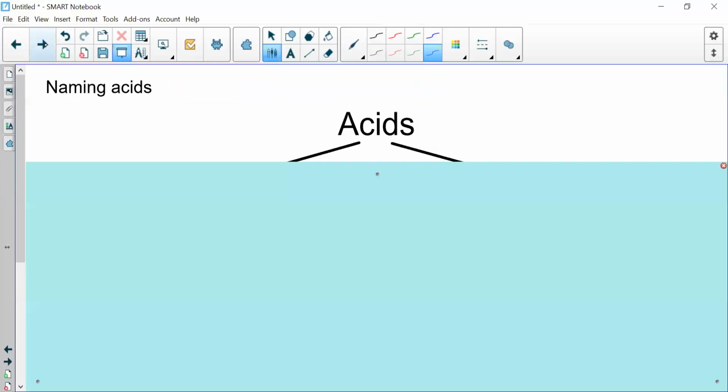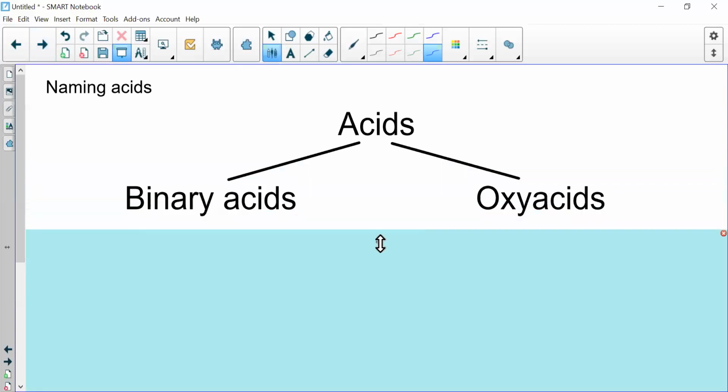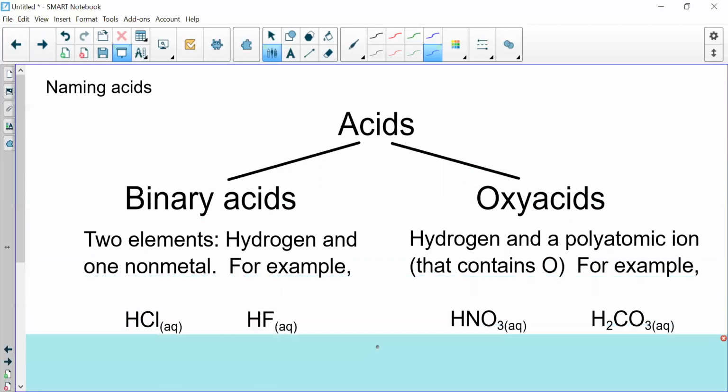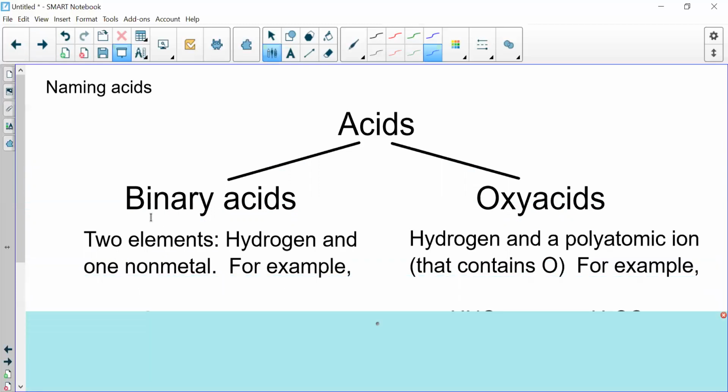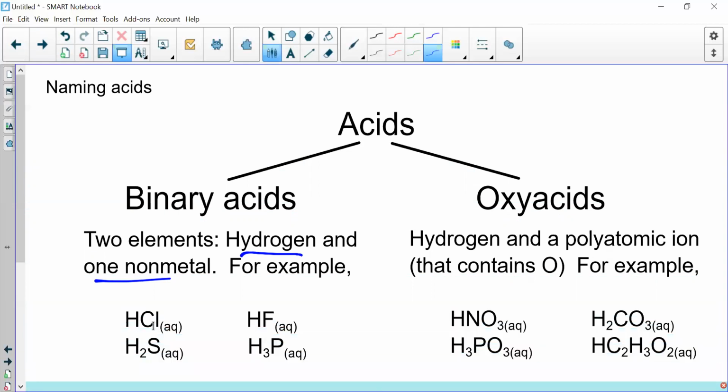Okay, and I've reached the last part of my video where I'm going to quickly talk about naming acids. Now, when we name acids, there are 2 categories of acids, which are binary acids and oxyacids, and they're named in different ways, so we need to understand these differences. Binary acids are 2 elements, binary, like the binary computer language, 0 and 1. It's only 2 options. So a binary acid is hydrogen and 1 other element, which is going to be a nonmetal. For example, HCl, HF, H2S, H3P.